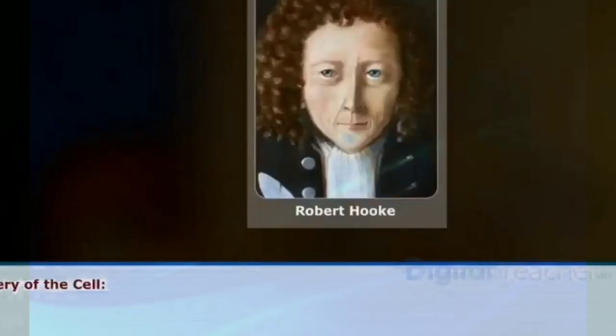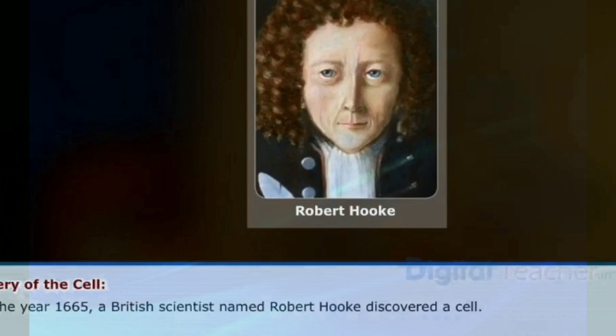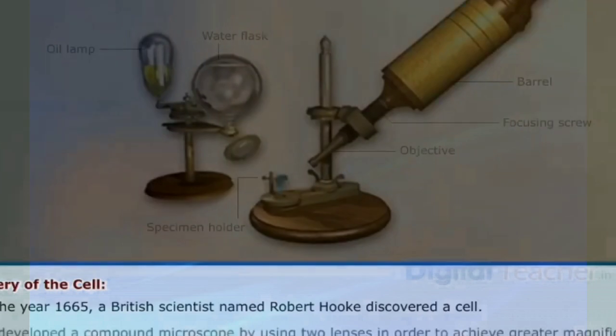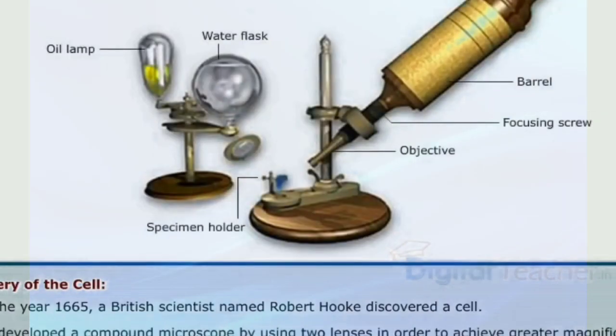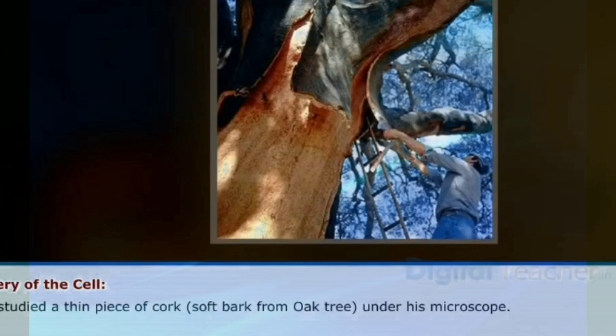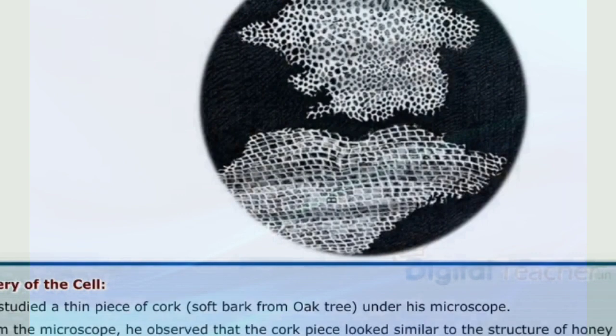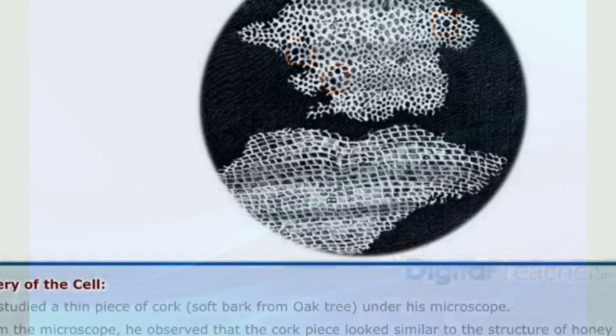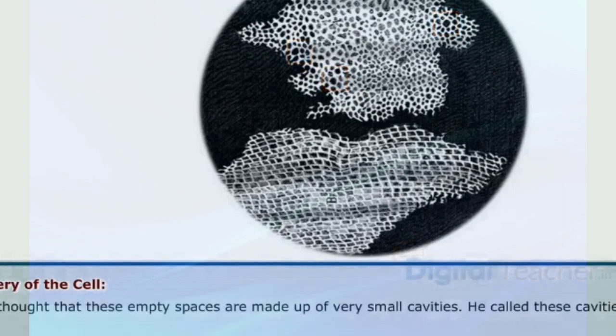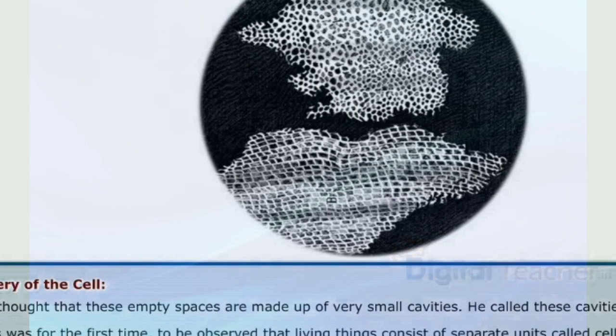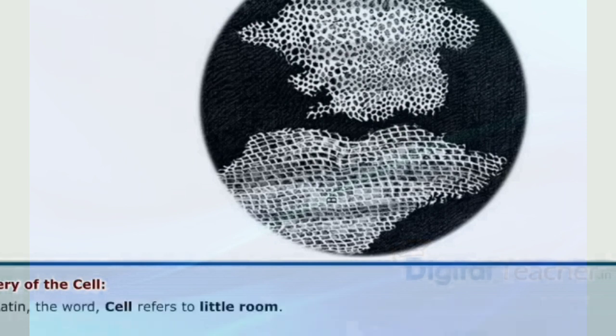In the year 1665, a British scientist named Robert Hooke discovered the cell. He developed a compound microscope using two lenses to achieve greater magnification. He studied a thin piece of cork, soft bark from an oak tree, under his microscope. He observed that the cork looked like a honeycomb with many empty box-like spaces. He thought these empty spaces were very small cavities, and he called these cavities cells. This was the first time it was observed that living things consist of separate units called cells. In Latin, the word cell refers to a little room.